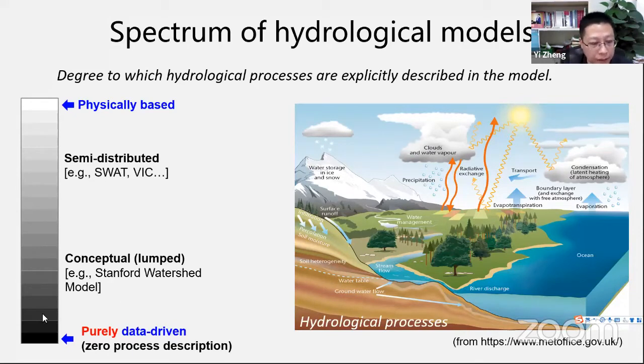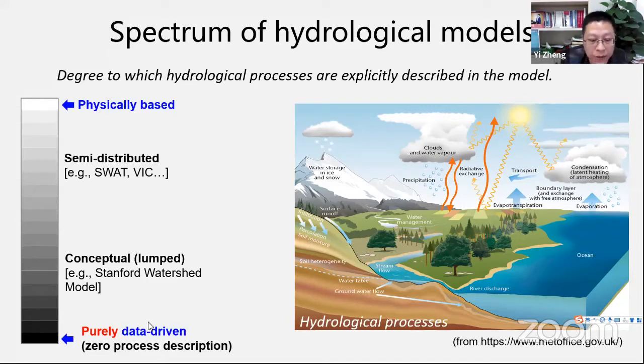As you can see, at the black end of the scale are the purely data-driven models with zero process description. But at the white end are physically based models which follow physics rigorously. The wide spectrum between these two ends includes models like semi-distributed models, like SWAT, VIC, or conceptual models, sometimes called lumped models. The classical example is the Stanford watershed model.